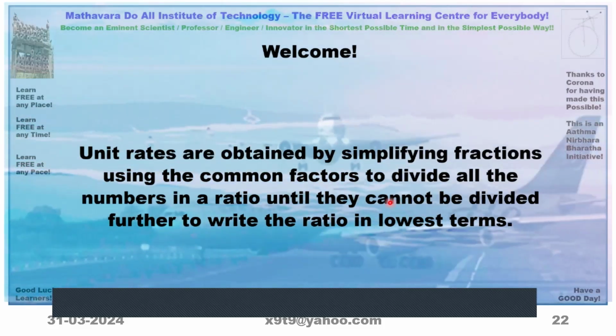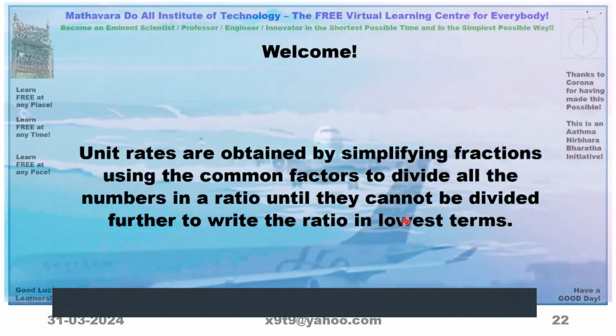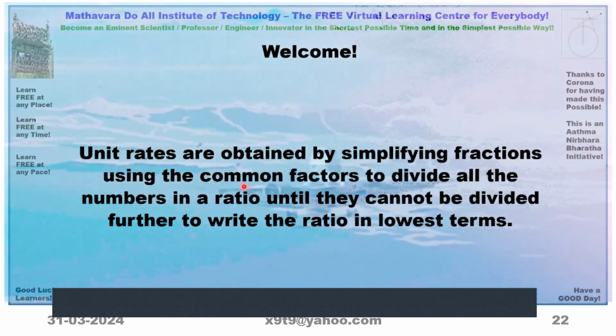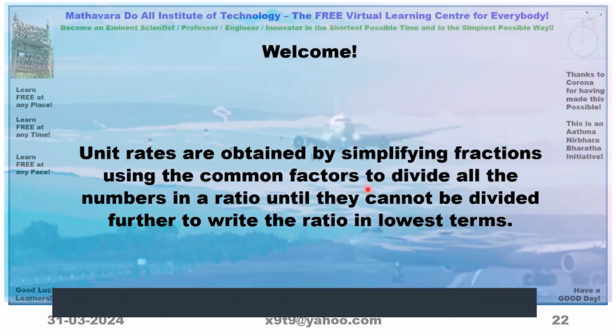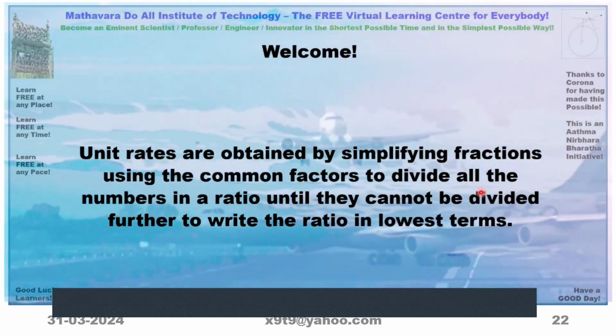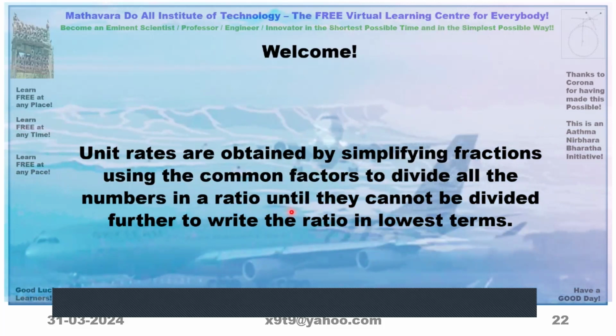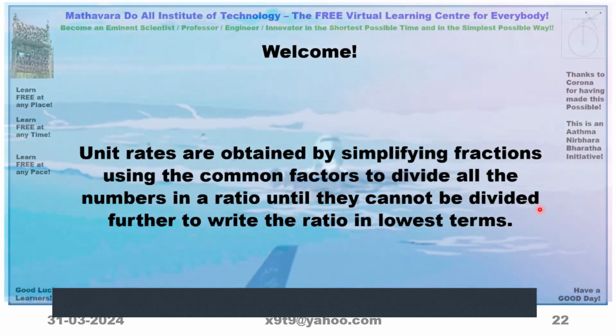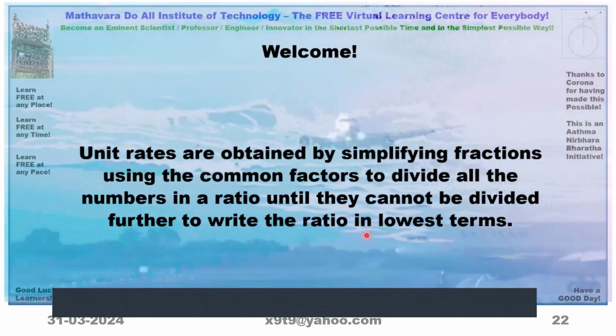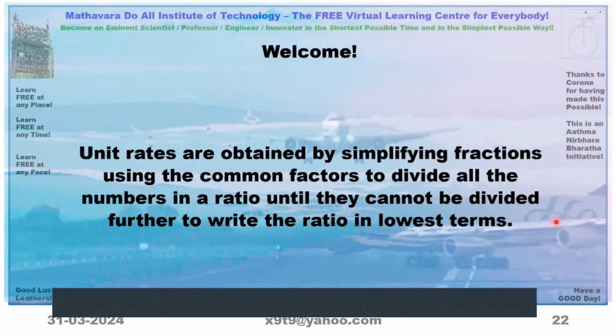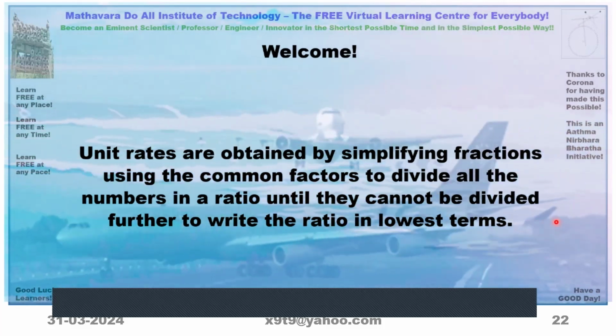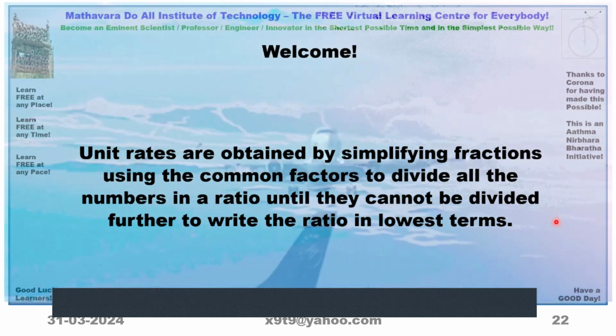So unit rates are obtained by simplifying the fractions, using common factors to divide all the numbers in the ratio until they cannot be divided further, to write the ratio in the lowest terms. So what is that, we will see.